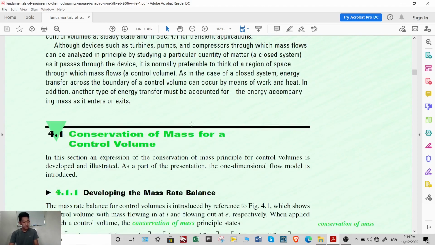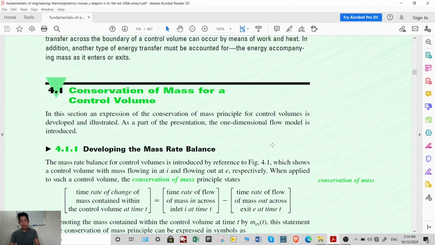There are two important topics that we will discuss in this chapter, which is how to analyze the conservation of mass for a control volume and how to analyze the conservation of energy. Basically, these two concepts. And later on, we will apply these to analyzing different types of machines like turbines, compressors, and so on. First is conservation of mass for a control volume.